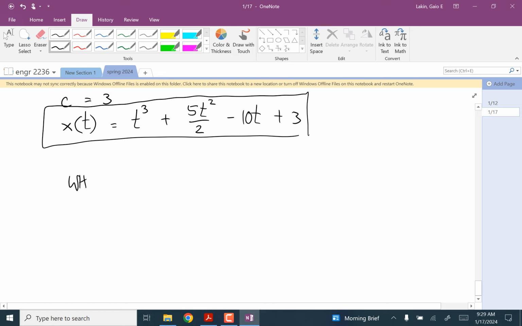Okay, what about higher order derivatives? Well, just do them in steps, you know.